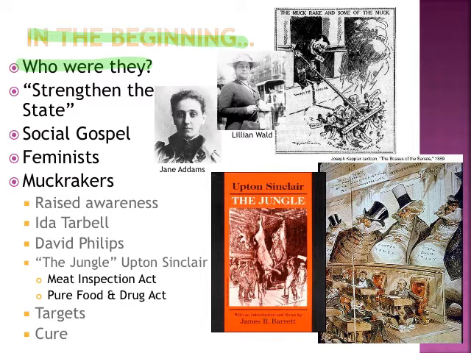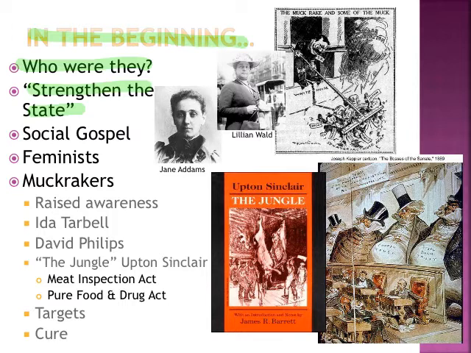Now, the motto of the progressive reformers is strengthen the state. And by state, they mean the government. State government or federal government or local, any of them, but strengthen the state, giving power to the government. Because who has the power at this time? Big business does. Who do courts always side with? Big business. Who does the government always side with? Big business.